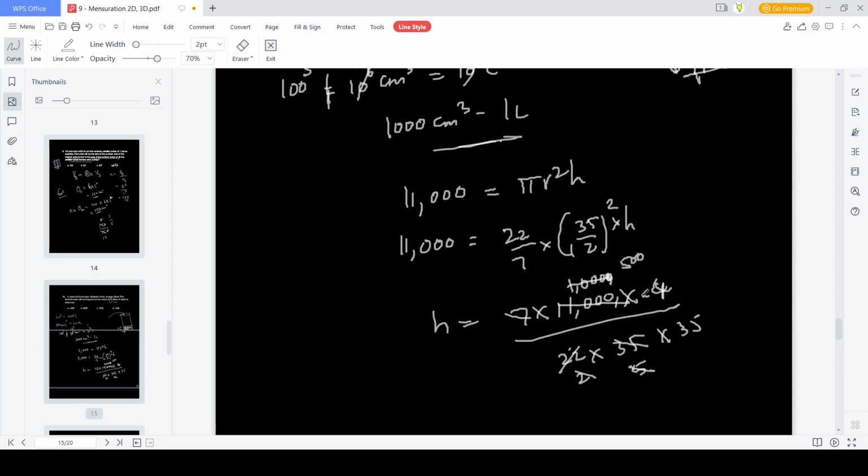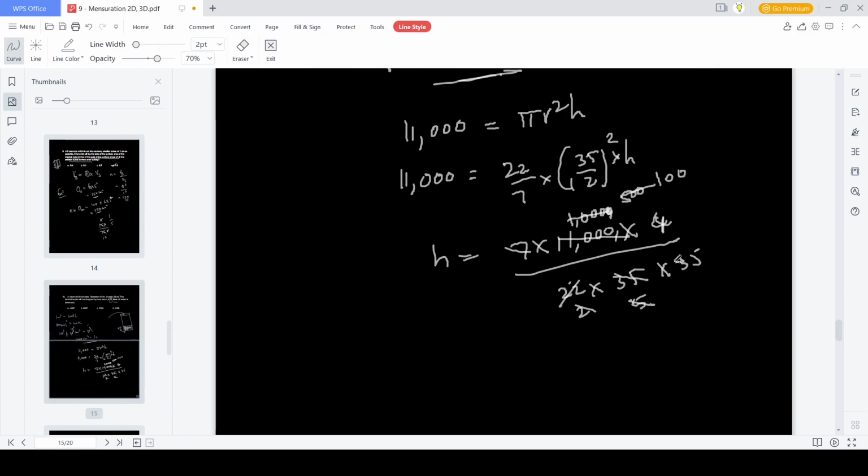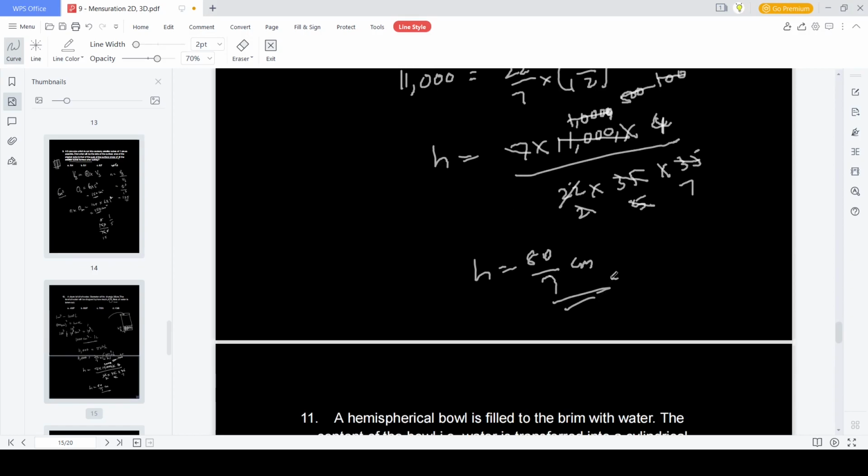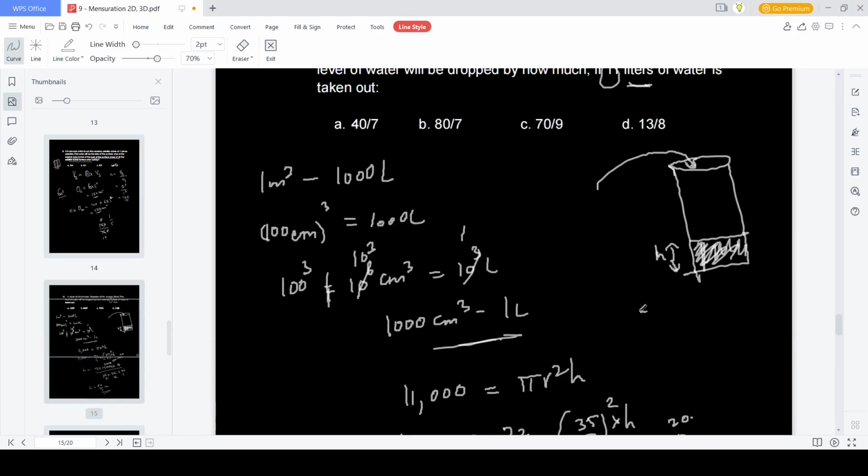So we are left with 100 into 4 by 35. Again we can cancel this 7 times and this 20 times. So we get the height as 80 by 7 centimeter. That's the answer. So the height decreased by 80 by 7 centimeter.